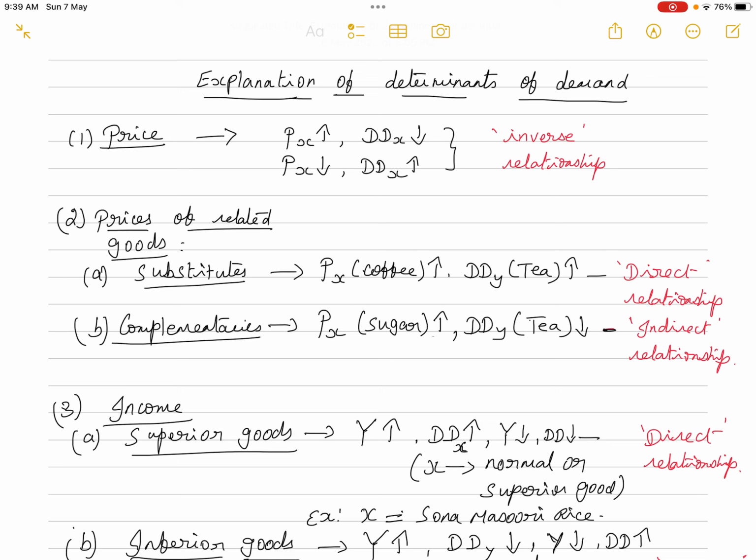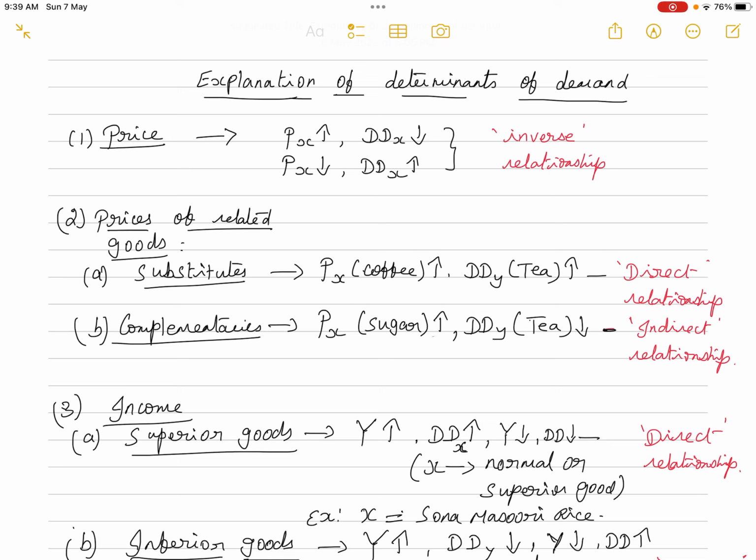So for the best example, you can say the coffee and tea. So if the price of coffee increases, that is the price of commodity X increases, the demand for tea, that is the demand for Y commodity, will increase. There is a direct relationship. See, for example, if I am having the habit of consuming 3 cups of coffee in a day, if the price of coffee increases, maybe I will substitute in the evening or morning, instead of coffee I will consume tea.